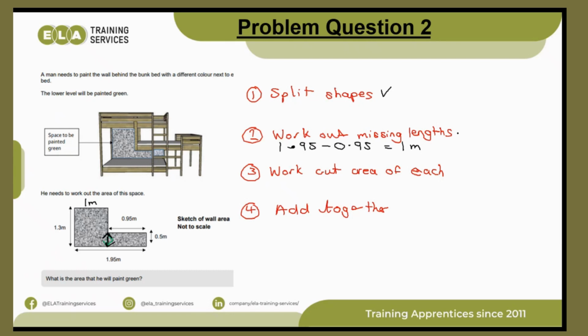And we've done step 2. Now we're going to work out the area of each shape. So we're going to do shape A. Let's call that A. And let's call that B. So A would be 1.3 times 1, which is 1.3 metres squared. And then shape B would be 0.95 times 0.5.